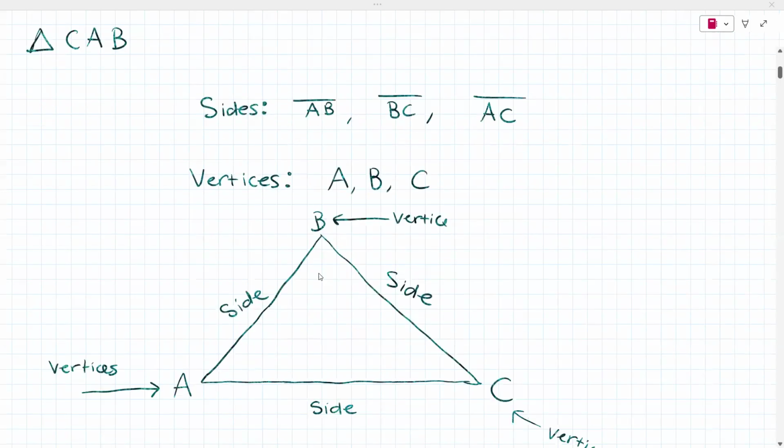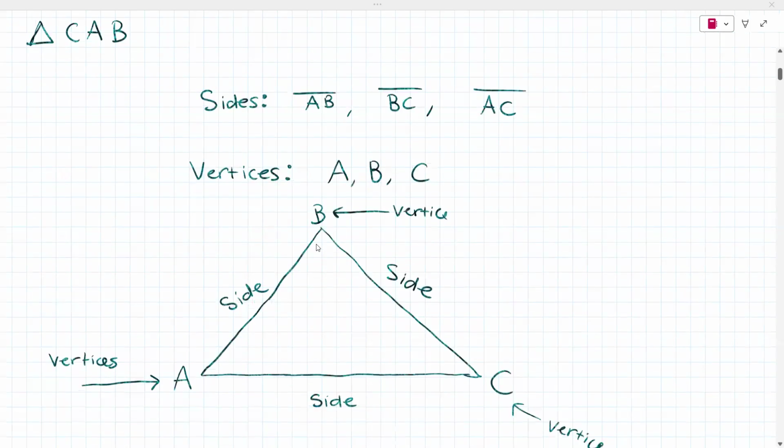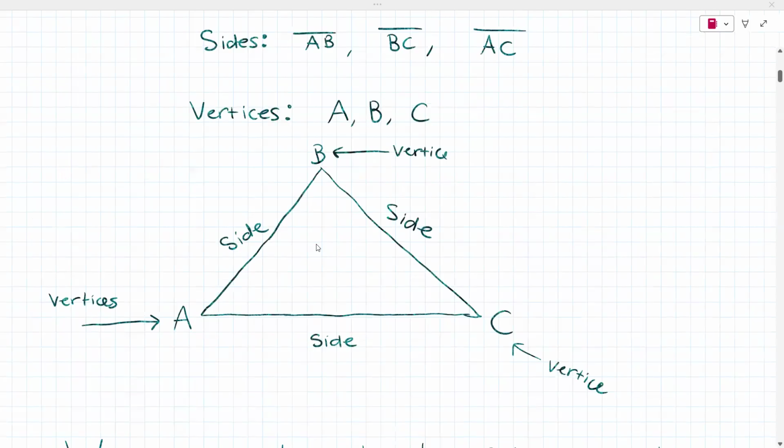Vertices are these points. So, here's an example of an image, a triangle. And as you can see, this is an example of a side. Side would be length AB. And then the vertices are the capital letters. So you have vertex A, vertex B, vertex C.